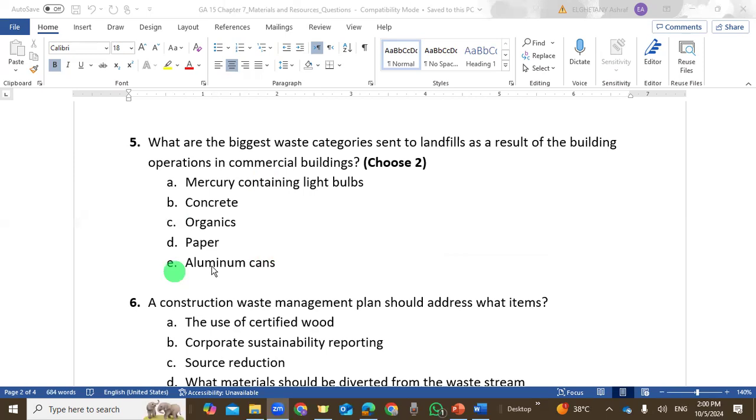So it is what? It's not paper. They are not in the office. Mercury, it's not mercury also. Mercury is normal. It's in the light bulb, yes, but it's not concrete, because they will not really have concrete. It's a building in operation, so it's not during construction. Okay, so it's not concrete.